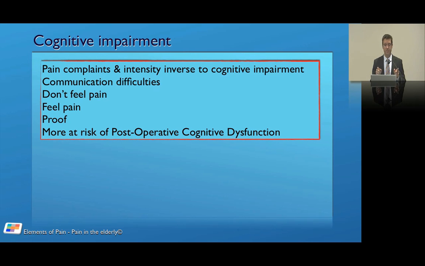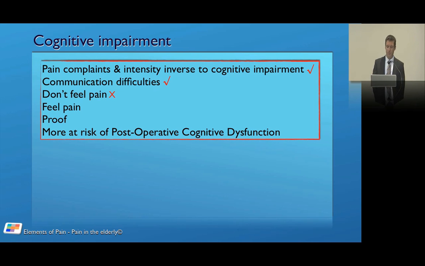If you've got cognitive impairment, pain complaints and pain intensity is inversely proportional to that. So as cognitive impairment goes up, pain intensity goes down, pain complaints go down. Does that mean they don't feel pain? No. We know that communication problems exist in those with cognitive impairment. Don't feel pain? Absolutely no.